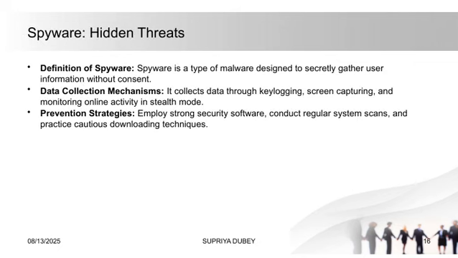Let's talk about spyware, which is a hidden threat we often overlook. Spyware is a type of malware, and its main goal is to secretly gather your information without your knowledge or consent. It's like a silent observer that you're unaware of. It collects data through various sneaky methods, such as keylogging, where it records everything you type, screen capturing to see what's on your display, and monitoring your online activity, all happening in stealth mode so you don't notice it.